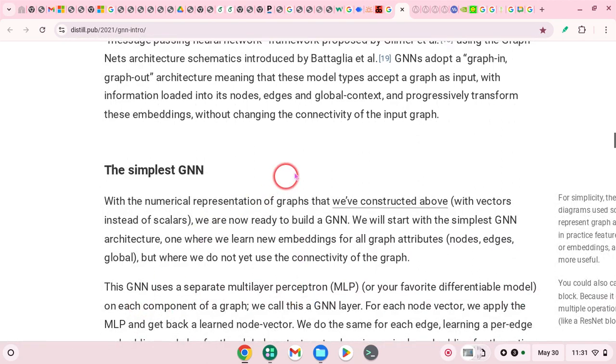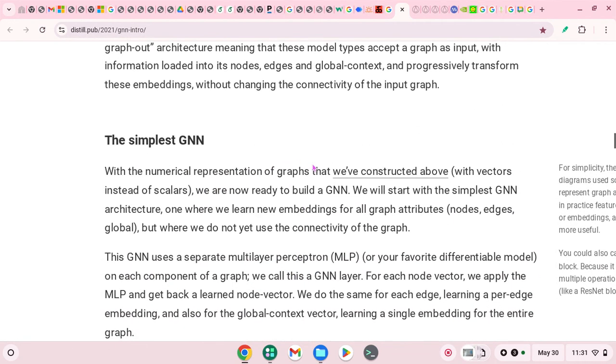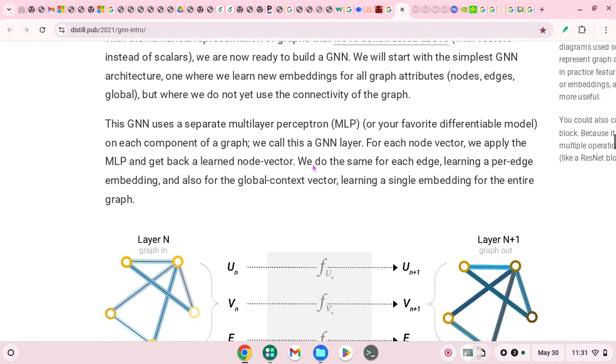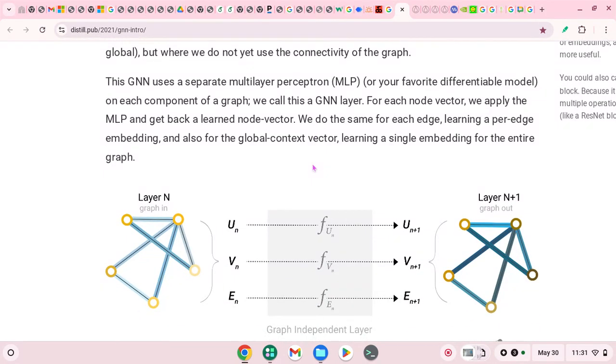So the simplest graph neural network would be a simple multi-layer perceptron, applied separately at the node level, at the edge level, and the global level. What I mean is, for each attribute of a node, there will be a separate neural network. For edges, there will be a separate neural network. For the global information, there will be a separate neural network. This is for the node level, this is for the edge level, and this is for the global level.